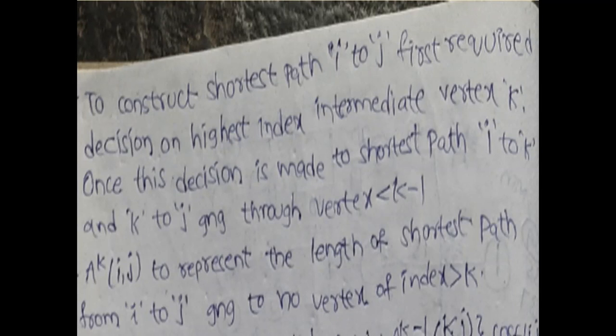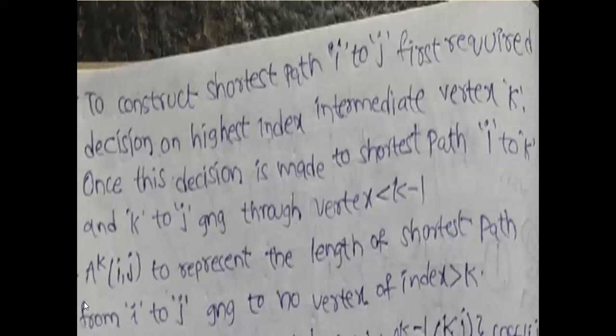That is the shortest path from I to K, and next is the shortest path from K to J. It is a very critical point: the shortest path from I to K and from K to J goes through vertices less than K minus 1.